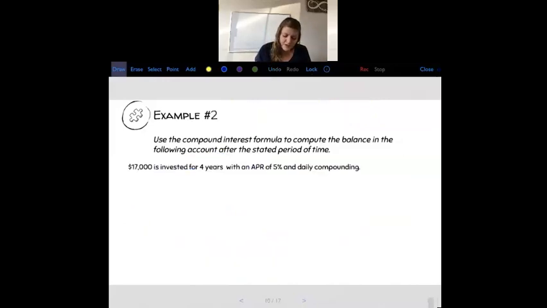Okay. Use the compound interest formula to compute the balance in the following account after the stated period of time. 17,000 invested for 4 years with an APR of 5% daily compounding. So 17,000 is our principal, 4 years is our time, our APR is 0.05, and daily compounding means 365 days.